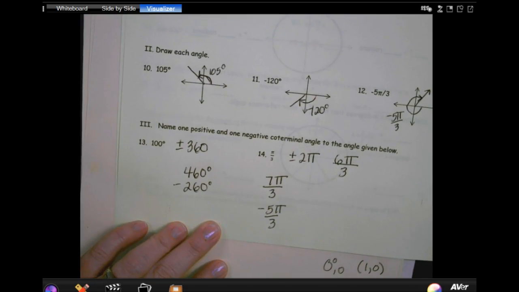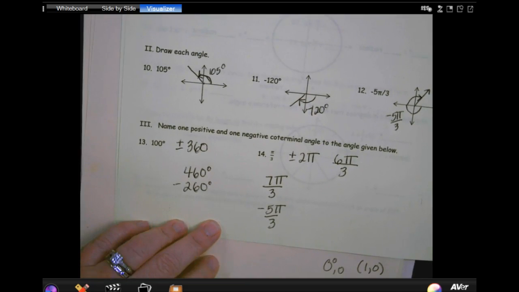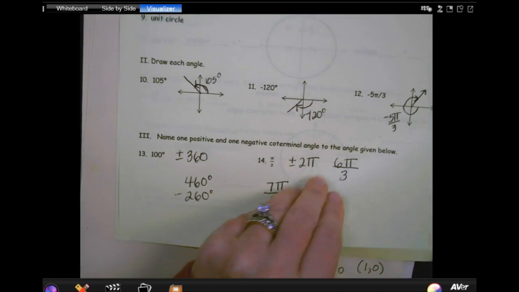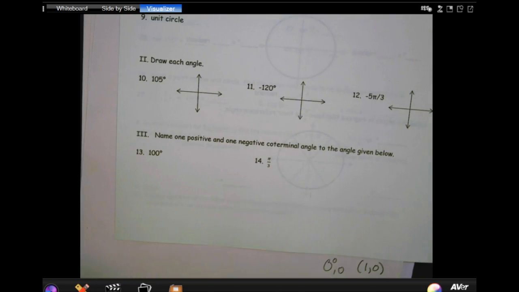Did you get that, Jada? What? I know, it's a fraction. I know fractions scare you. All right.